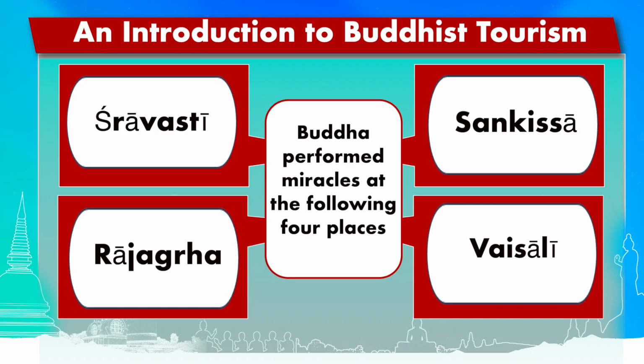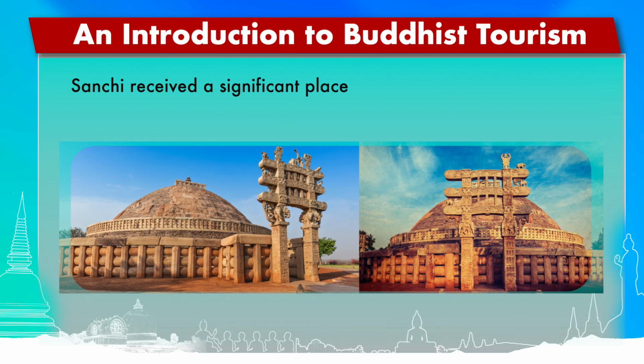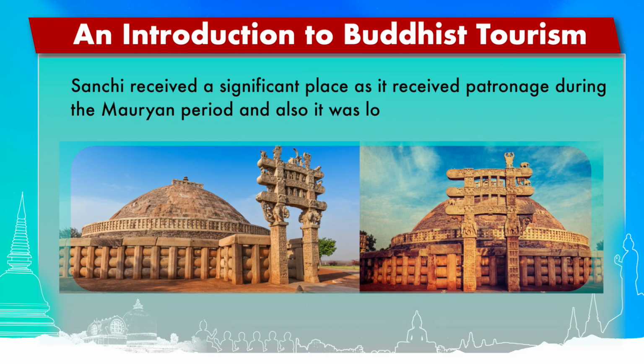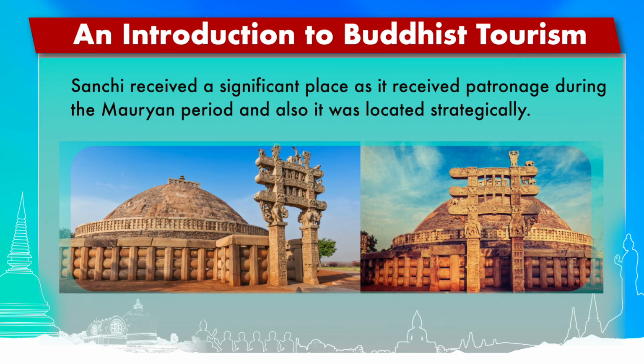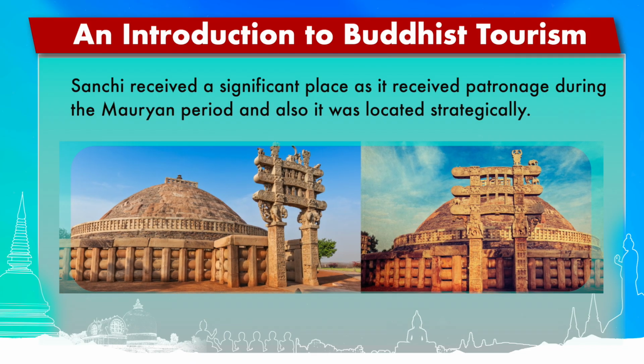The second group of Buddhist sites includes the sites which gained importance due to their strategic location or due to royal patronage. In this context, the best example is Sanchi. Sanchi received a significant place as it received patronage during the modern period, and also it was located strategically.